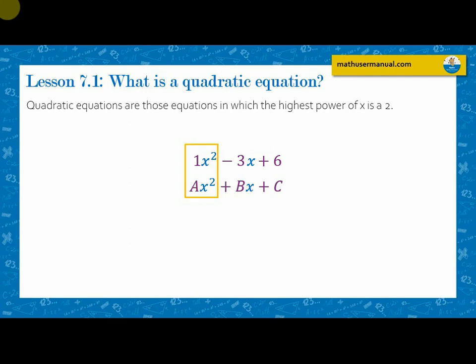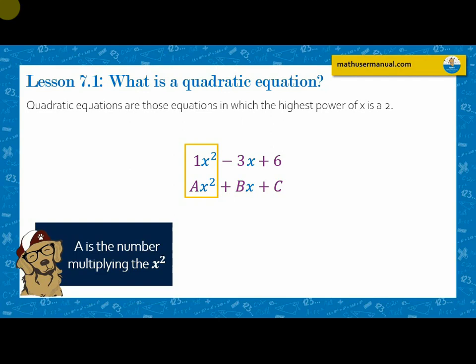a is going to be any number that multiplies the x squared, positive or negative. So in this case, a equals 1 because we have 1 times x squared. If we would have negative 1 times x squared, then a equals negative 1. If we have 16 times x squared, then a equals 16. If we have 3 over 4 times x squared, then a equals 3 over 4.